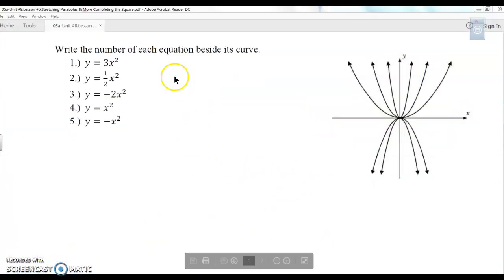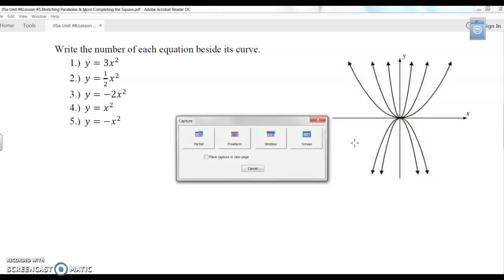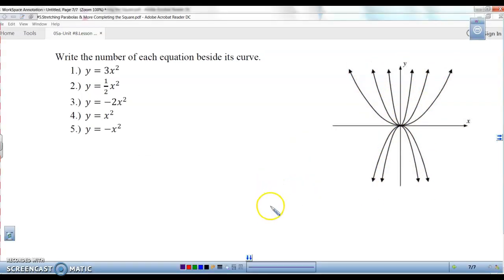Okay, so we have this picture here, and we're going to write the number of each equation beside its curve. So we have 3 parabolas that go up and 2 that go down. Let's start with the ones that go up. What kind of a leading coefficient should we have, positive or negative? It should be positive. So number 1 should go up, number 2 should go up, and number 4 should go up. So let's take a look at those, 1, 2, and 4.